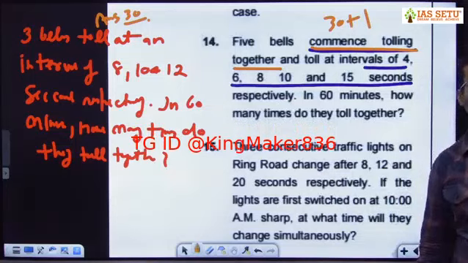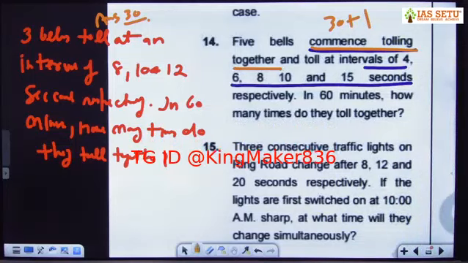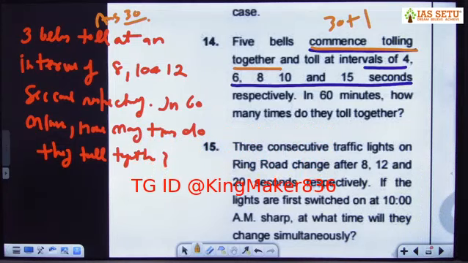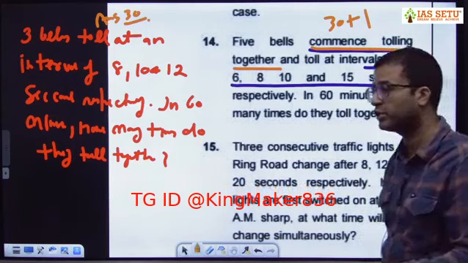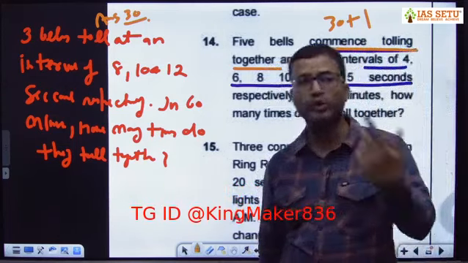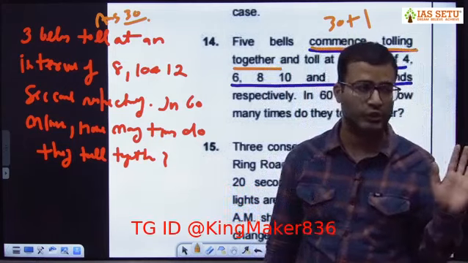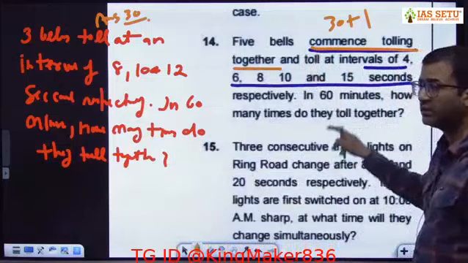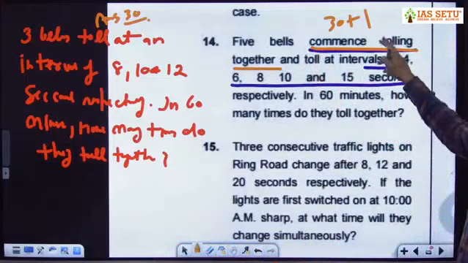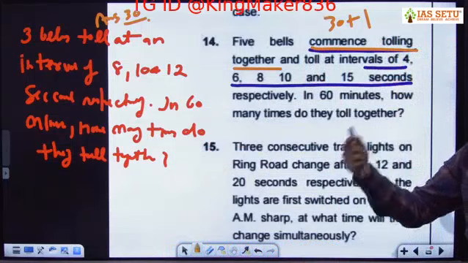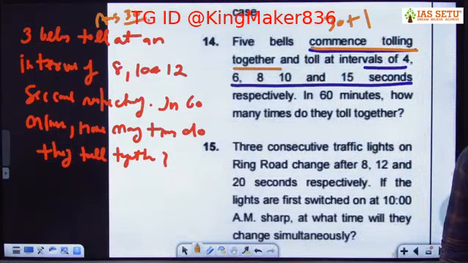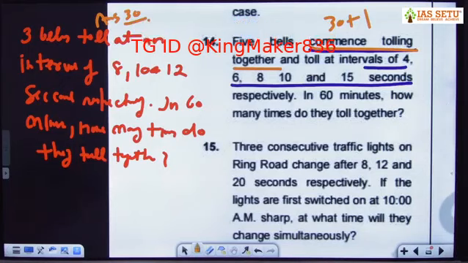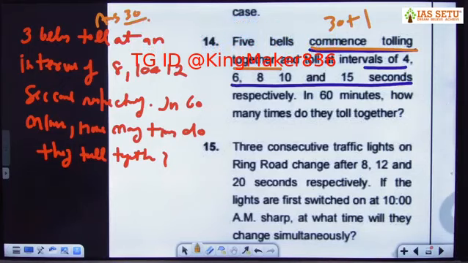So in this type of question there is a confusion whether the starting time is included or not. If it is clearly mentioned commence tolling together, starting tolling together, then the starting time also we add on, otherwise not. So this question's answer is 30. The question given in the booklet, question number 14, the answer is 30 plus 1. So we mark answer 31. Yes, I repeated. अंजलि समझ में आया ना?